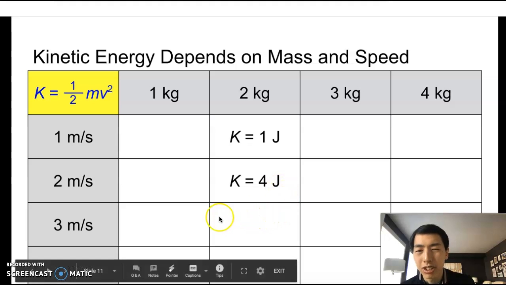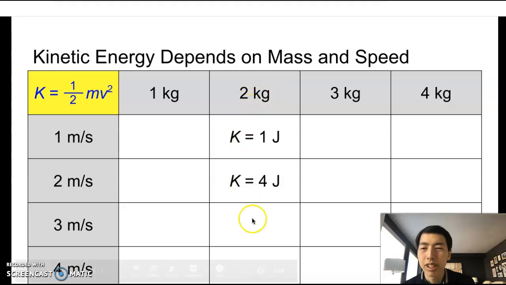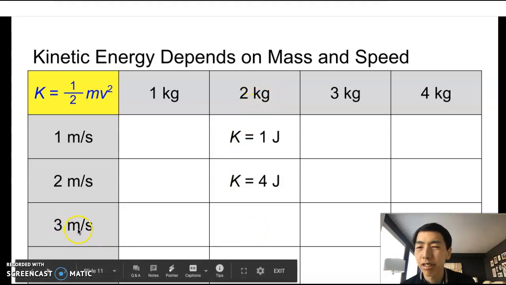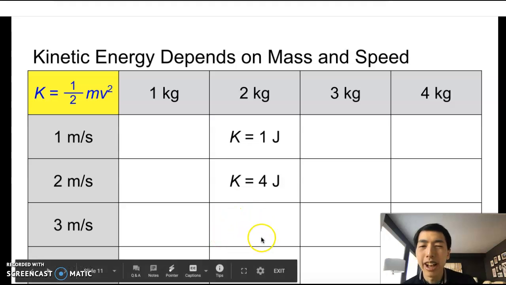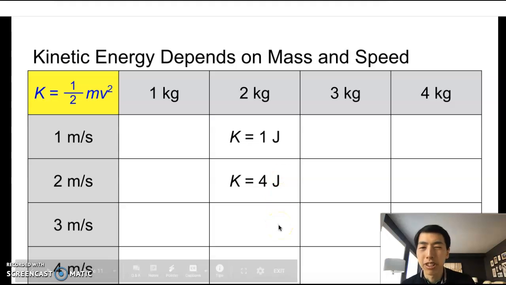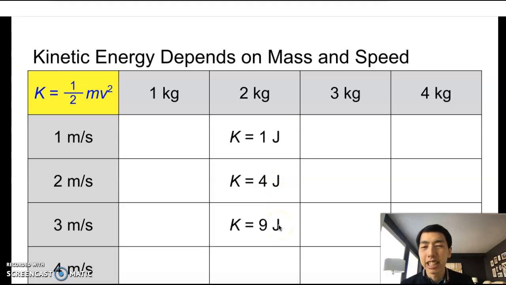So what would the answer to the next row be? I'm still keeping the mass the same at 2 kilograms, but now the speed is 3 meters per second. So the speed is triple my first row. What happens if I triple the speed? Well, that effect gets squared. 3 squared is 9. So the answer here should be 9 times as much as my original one. And if you plug in all the numbers in the formula, you'll find that it does indeed equal 9 joules.